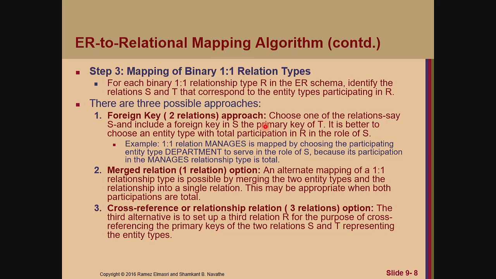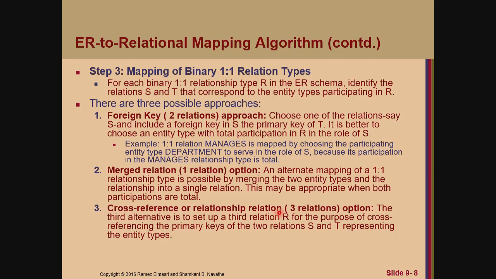Makes sense, right? Okay, and then the merge relation option. An alternative mapping of a one-to-one relationship type is possible by merging the two entity types and the relationship into a single relation. This may be appropriate when both participations are total. Of course, if both participations are total, you can select the foreign key approach also, or merge them together. That's fine, not all cases. But one option is to merge them together.